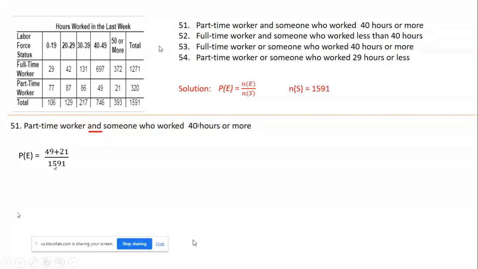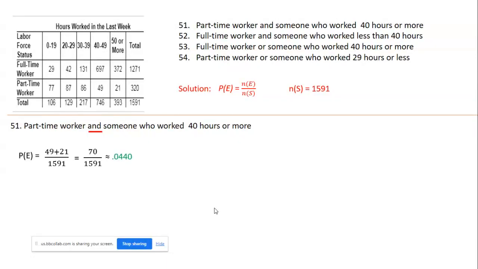who was a part-time worker. So if we look at our part-time worker, between 40 to 49 is 49. And again, because we have a table, we know exactly the number that we want, right? This is the part-time, 40 to 49 is 49 from our table. And who worked 40 hours or more. So 40 hours or more, we're looking at here the 21, right? So 50 or 21. So we're just going to add those two numbers, divide by our sample space.